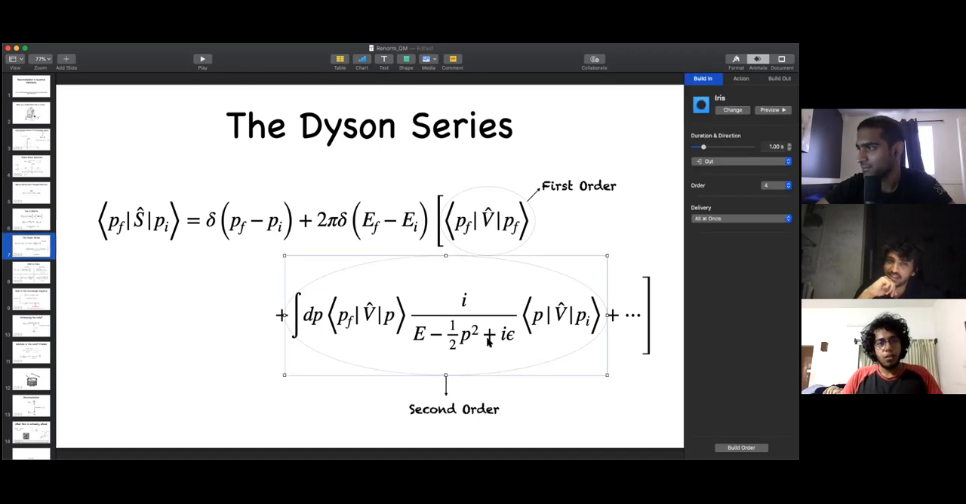I'm writing E minus half P squared plus i epsilon stuff here, but where could this delta function have come from? We know that energy has to be conserved, but what's ensuring that in our series? Just a hint: wherever you see some delta function, you could think about it as a Fourier transform of one. So it's like an integral dt of e to the power minus i(E_f minus E_i)t, from minus infinity to infinity.